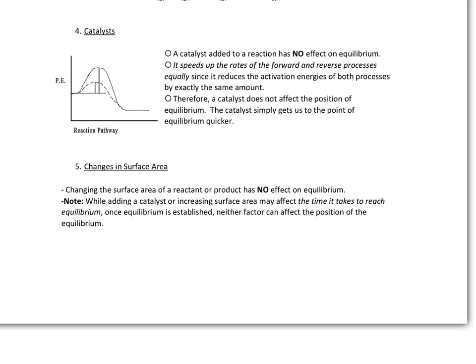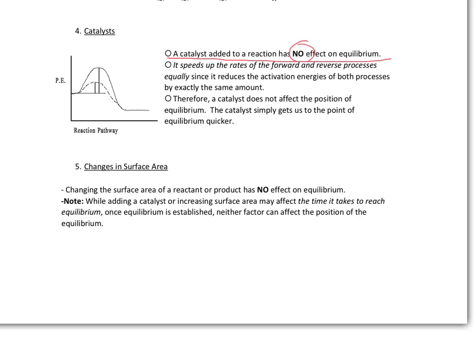The reason these are considered trick questions is because both a catalyst and surface area have no effect on equilibrium. A catalyst is something that we add to a reaction in order to speed it up. We talked about that in the kinetics unit. Therefore, a catalyst added to a reaction has no effect on equilibrium.